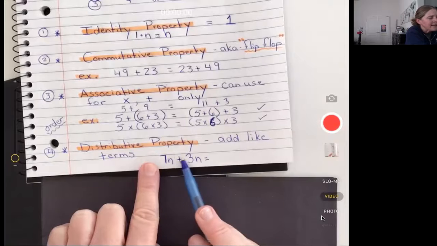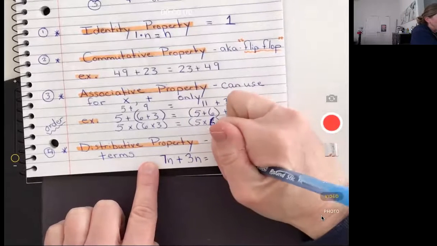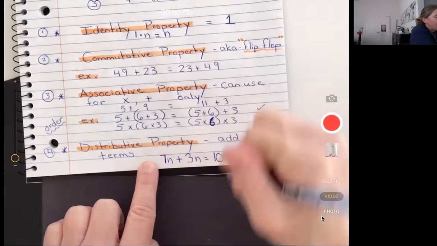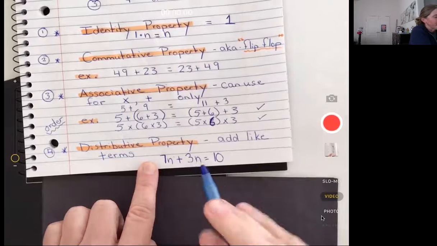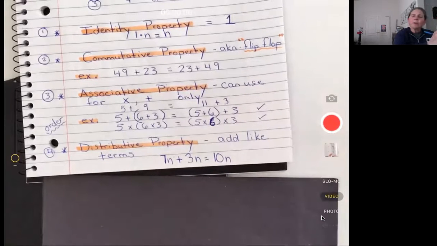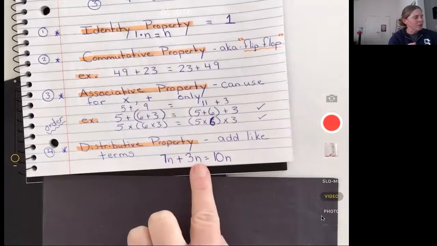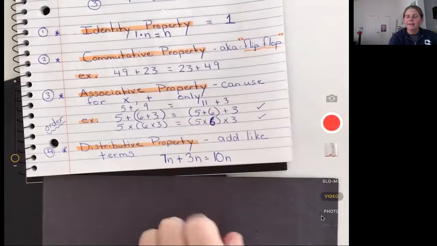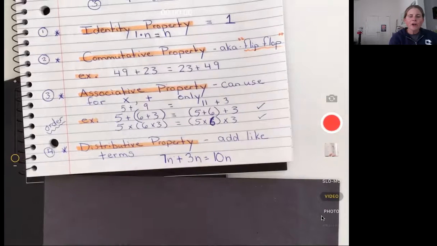So I would add 7 plus 3. So I'll do my numbers first. And I can't forget my variable. They both have an n. So distributive tells me that I can put them together because they are like terms. They are both n's. Okay? So there are your 4 properties I want you to keep in mind.